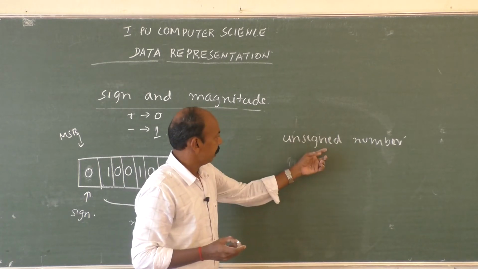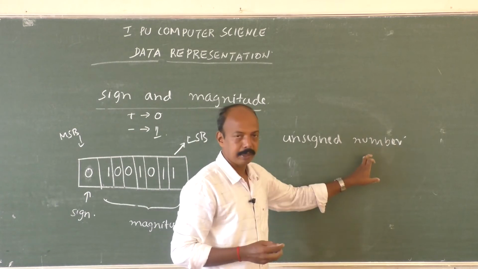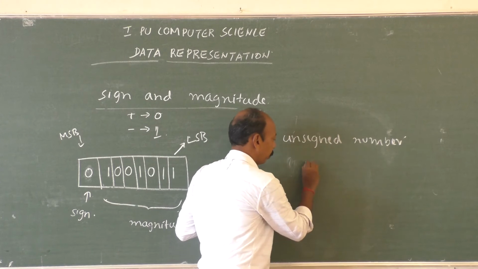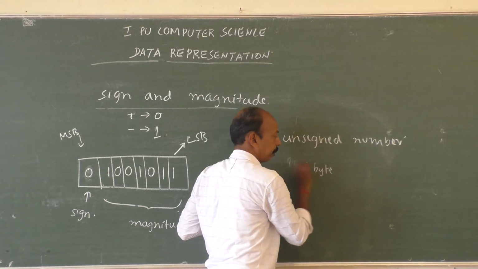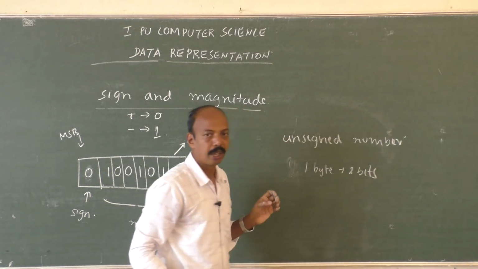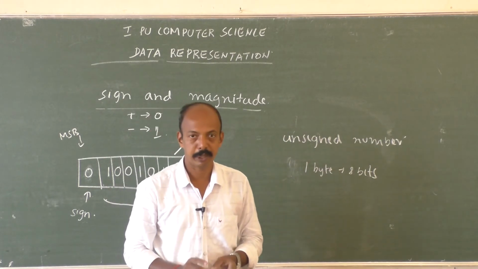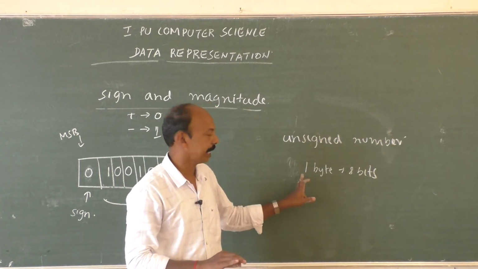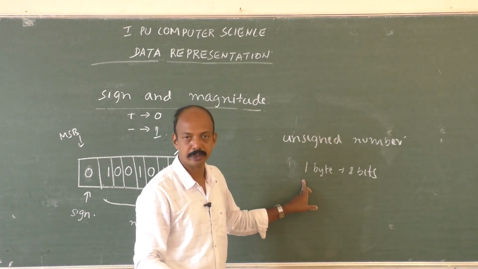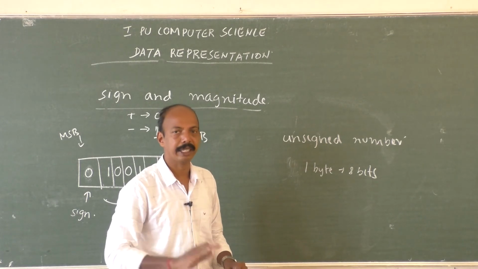Now, how is it different from sign and magnitude? In case of an unsigned number, suppose we have 1 byte, 8 bits. All 8 bits can be used to represent the magnitude because we don't have the sign. It's unsigned, only positive values. If you can have only positive values, there is no need of representing the sign.